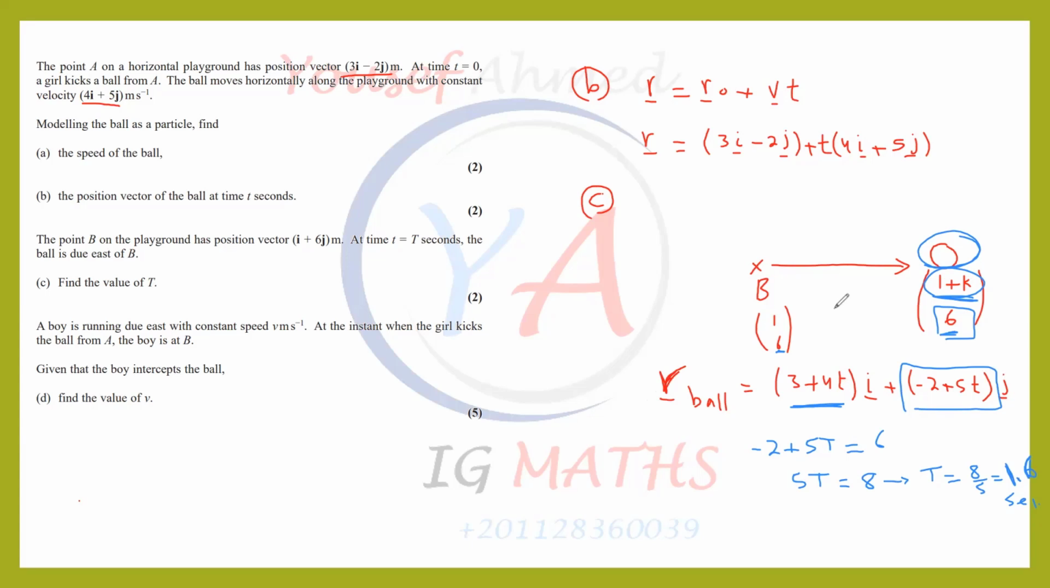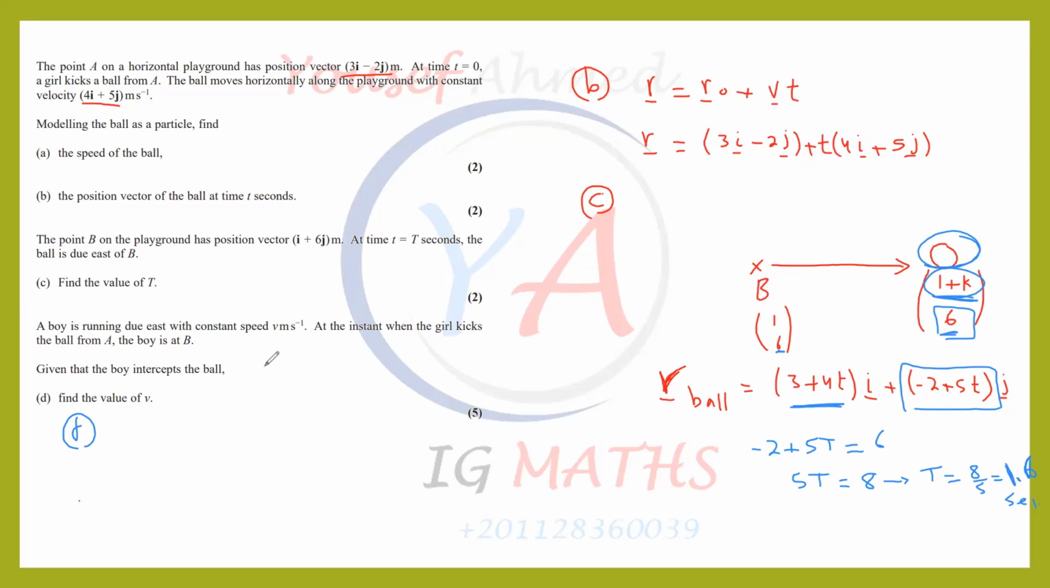Whenever there is movement in the direction of east or west, you will work on equating the j component with the j component of the new position vector. If the ball or the particle is due north or south of something, you can equate the i components. And in point D, it says a boy is running due east with constant speed v meters per second. At the instant when the girl kicks the ball from A, the boy is at B. So from the beginning, we can work on this.